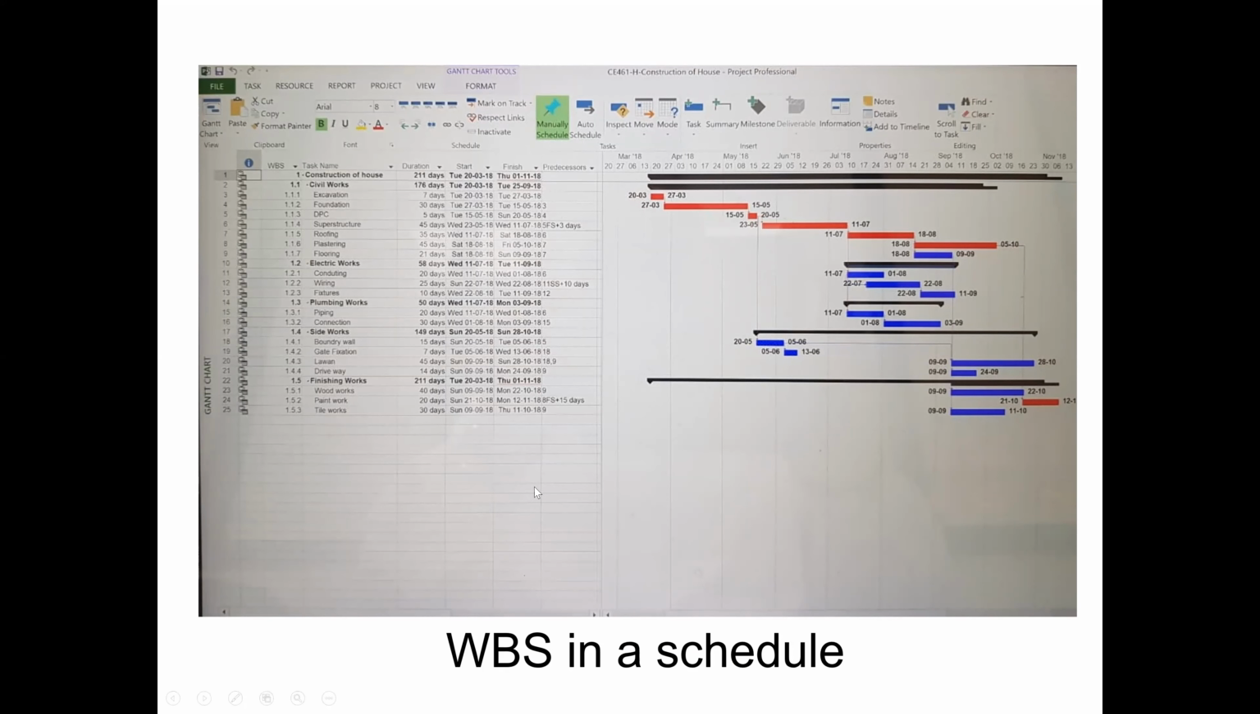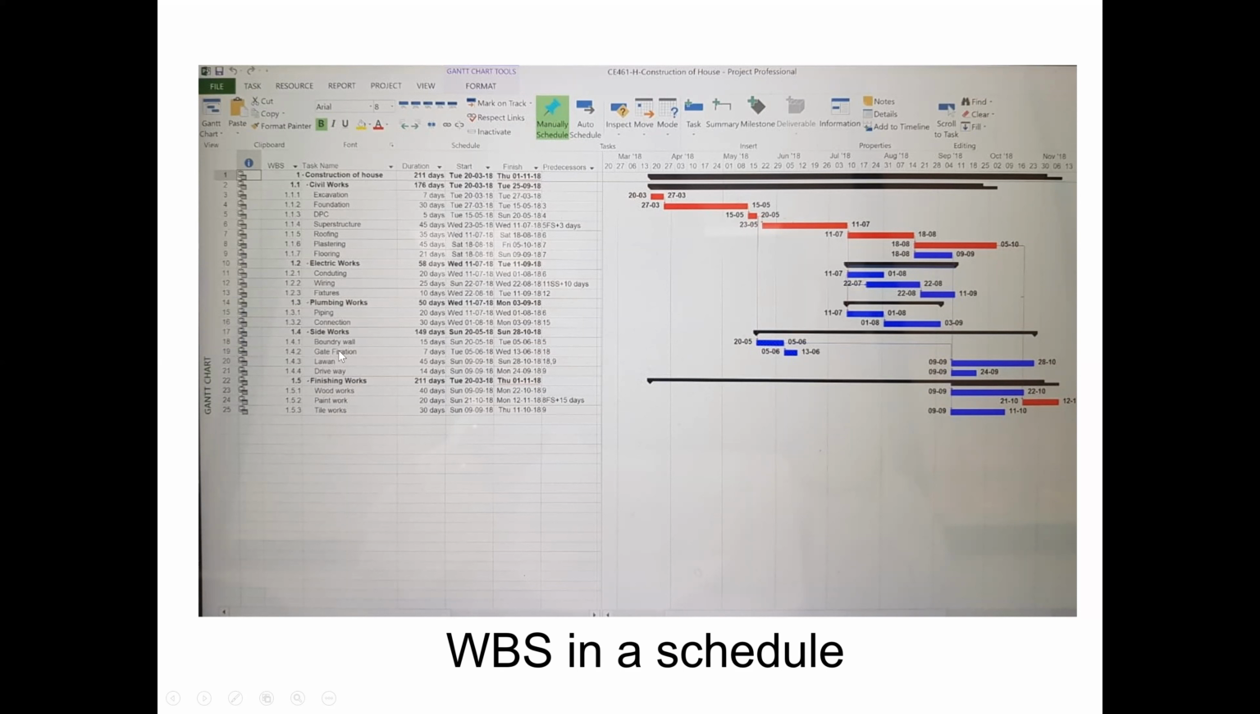Like in this slide, they have given an example from Project Professional, scheduling the construction of a small house. They have civil works: excavation, foundation, DPC, and then they build the superstructure like walls and slabs. Then they have roofing, plastering, and flooring. Then they put the electrical work: conduiting, wiring, fixtures of lighting. And they have plumbing work: fixing of pipes and connections for water supply and for the sewerage system.